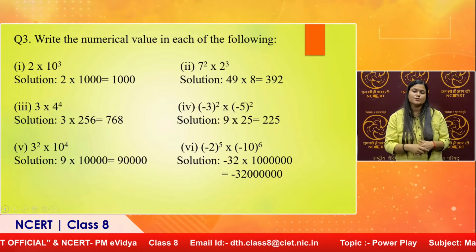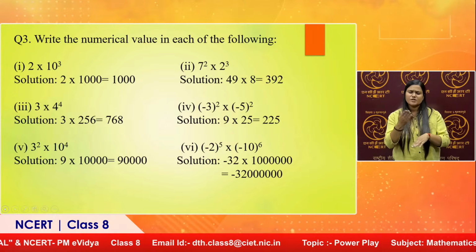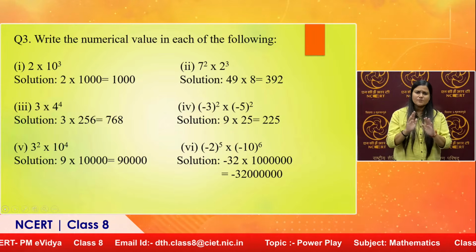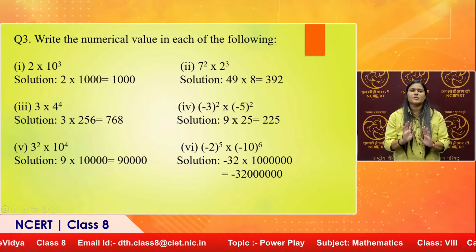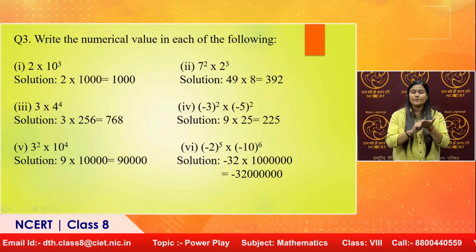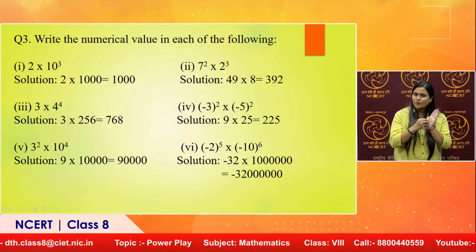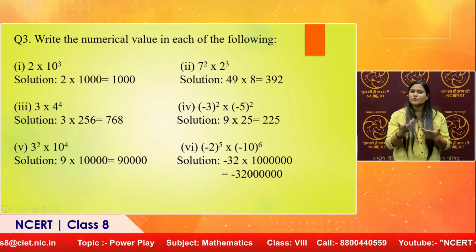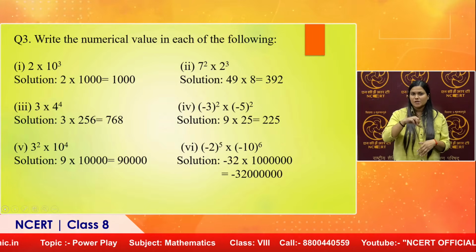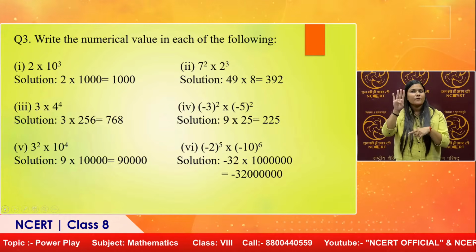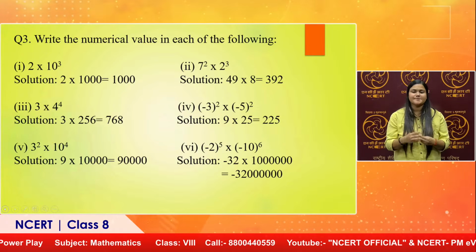Likewise, 3 into 4 to the power 4. This is just the opposite of what we have done, Shivani. Exactly right. We had a number, we formed factors and then expressed them in power or exponential form. Here we are writing its numerical value, children. Okay. 3 square into 10 to the power 4. 3 square is 9. 9 into 10 to the power 4 means 1 followed by 4 zeros. So, you can get the answer. Let's come to the negative.